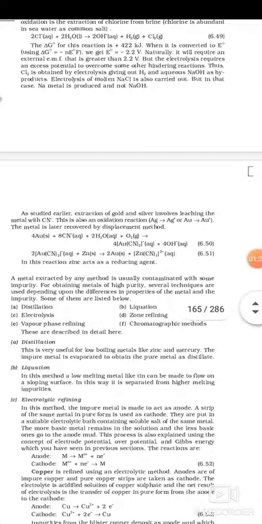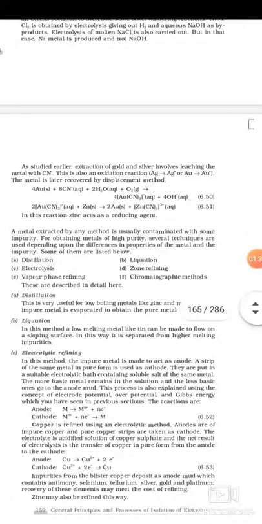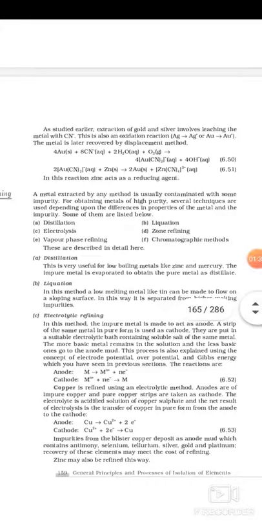As studied earlier, extraction of gold and silver involves leaching the metal with cyanide, and this is also an oxidation reaction where silver is converted to silver ion and gold is converted to gold ion. The metal is later recovered by the displacement method.